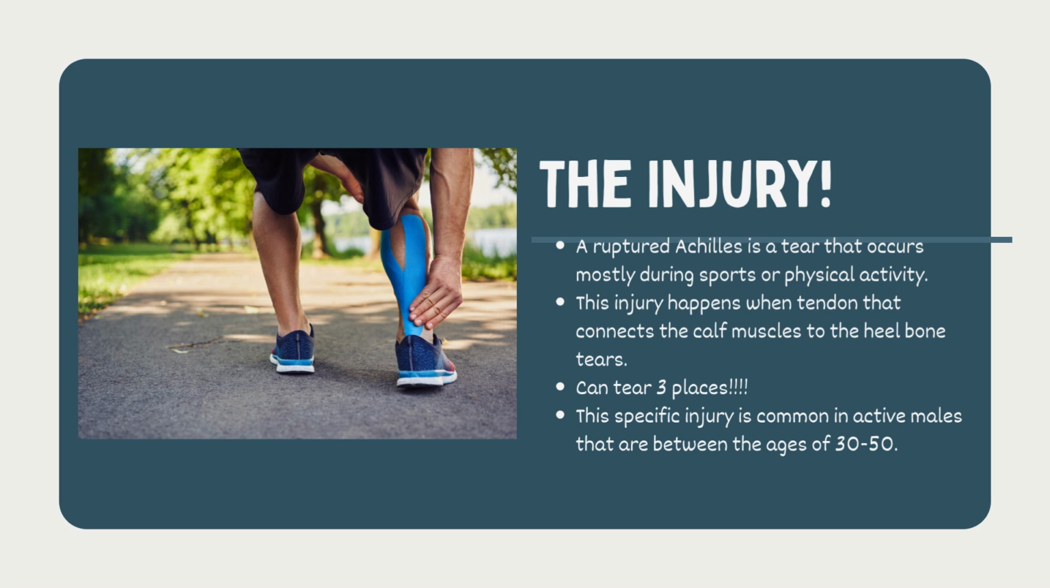Now, this peculiar tendon and this peculiar injury are very weird in my opinion, because it's kind of hard to explain when it's going to tear. But when it tears, it can tear in three places. It can tear in the muscle belly part right before it becomes tendinous. It can tear in the middle of the tendon, and it can tear from the bone, off the heel.